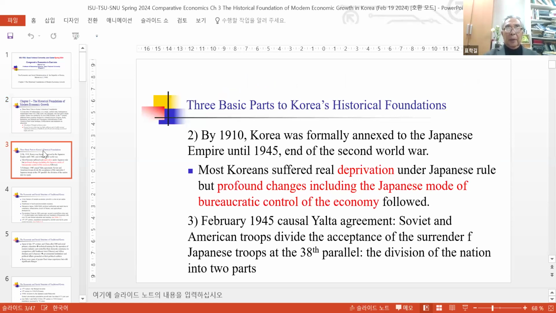By 1910, Korea was formally annexed to the Japanese Empire until 1945, the end of the Second World War. Most Koreans suffered real deprivation under Japanese rule, but profound changes, including the Japanese mode of bureaucratic control of the economy, followed. So in February 1945, the Yalta agreement: Soviet and American troops divided the acceptance of the surrender of Japanese troops.